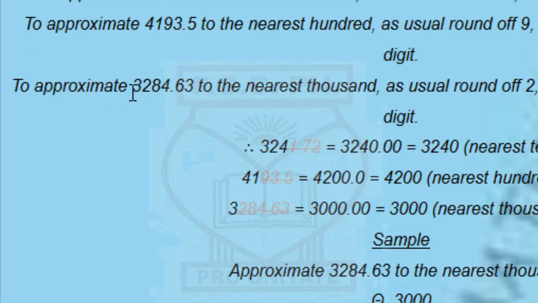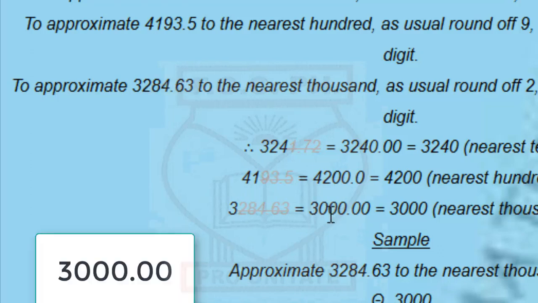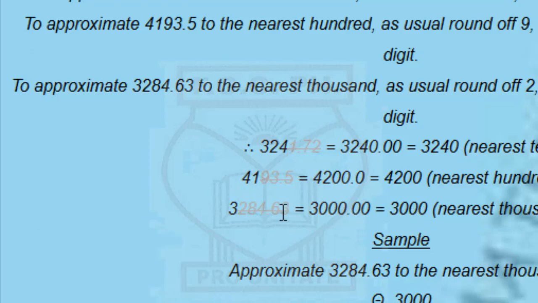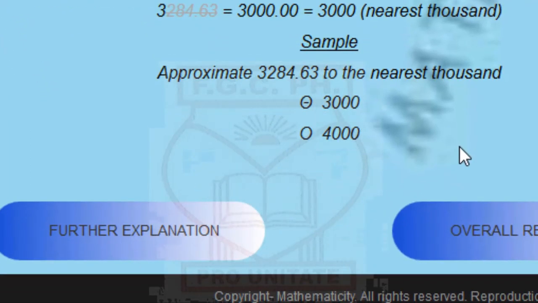And the same way, you want to approximate 3284.63 to the nearest 1000. The 1000 digit here is 3, so you're going to round down 2, and if you round down 2, you would have 3000.00, and then that is 3000 because the 00s are knocked off, and you got that to the nearest 1000. So I want you to see that it's quite simple. It's just like what we did in the previous stage.